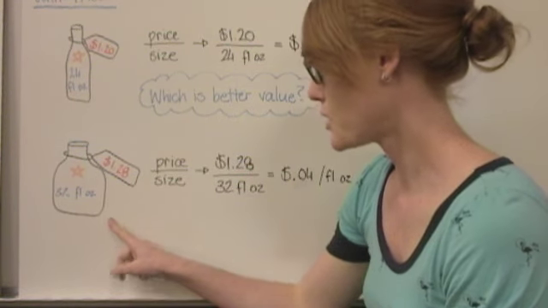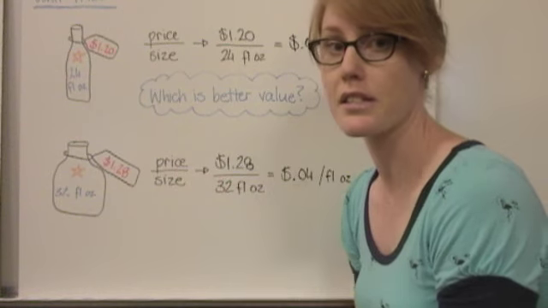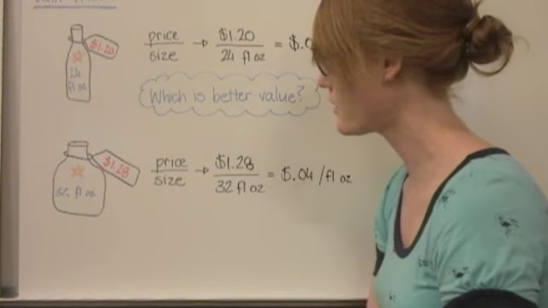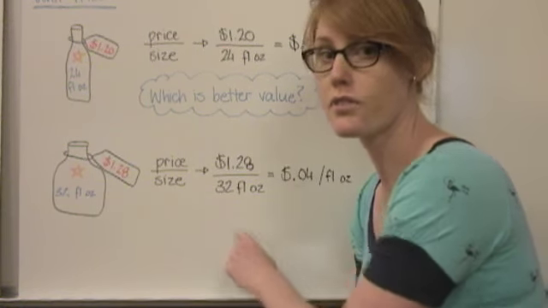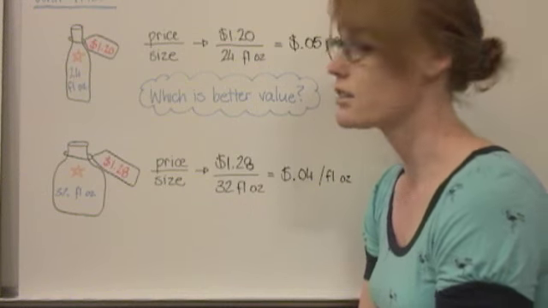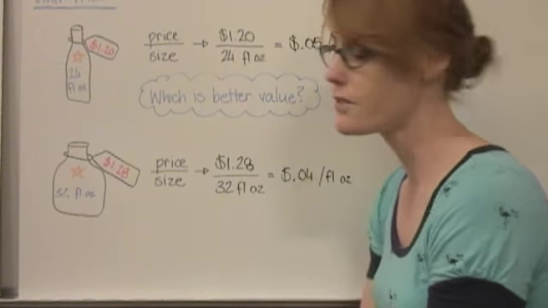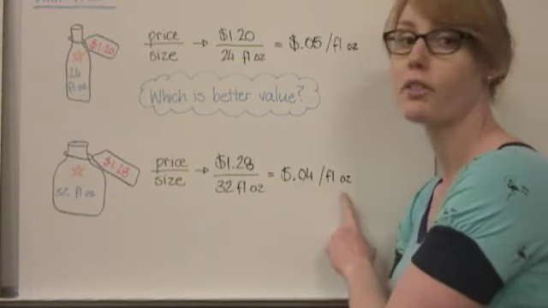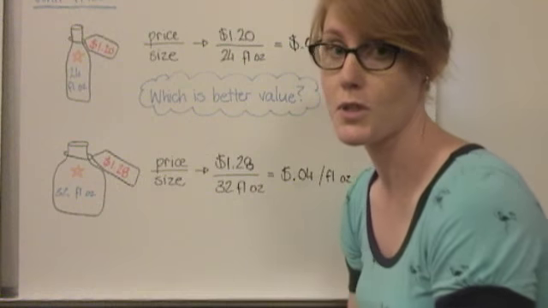In the second option, we are also comparing the price and size. So this bottle is going for $1.28, and it holds 32 fluid ounces. So again, to find the unit price, we would divide, and we would find that we were paying 4 cents per fluid ounce in this second option here.